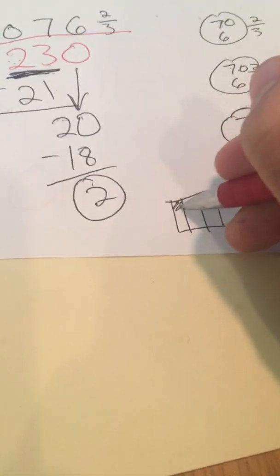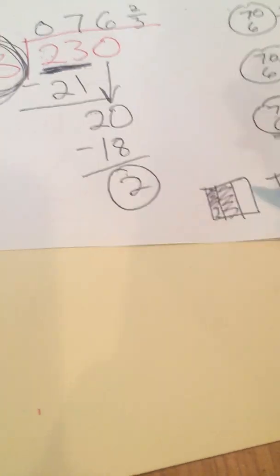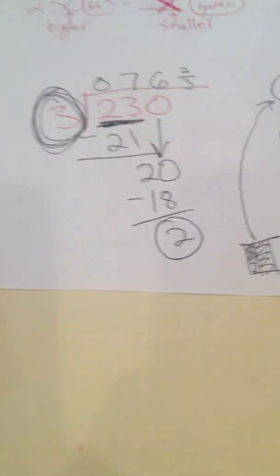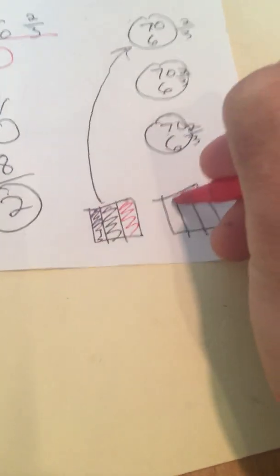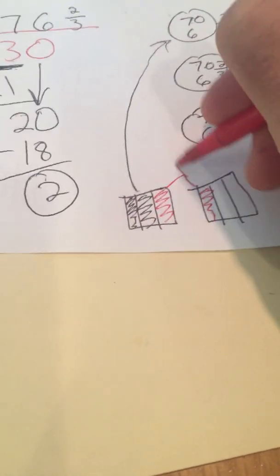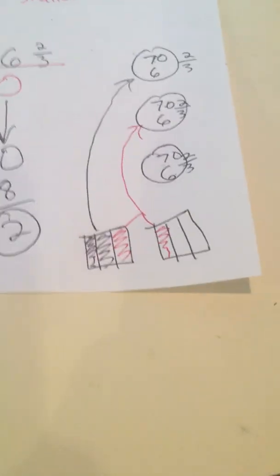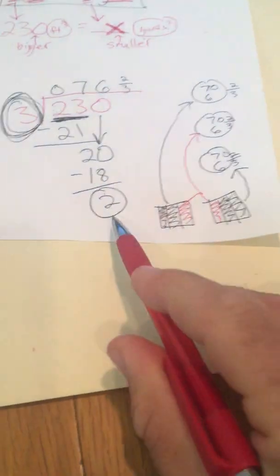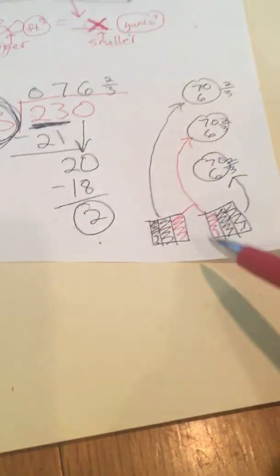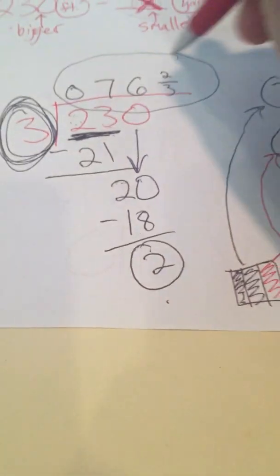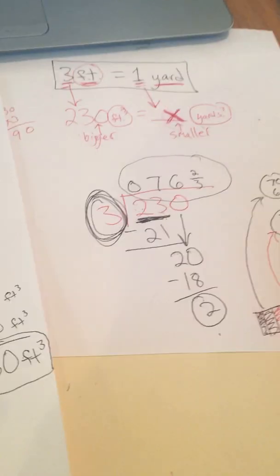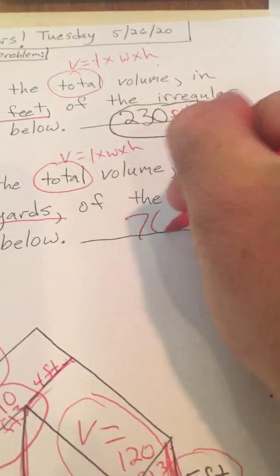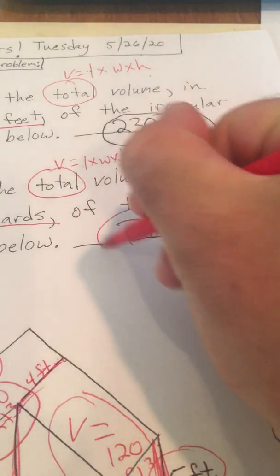Because if we have group 1, we can put 2 of them into there. Then we have group 2, we can put 2 of them into there. And then we have group 3, and we have 2 left to put into there. And then those 2 remaining ones have equally been split up into those 3 groups. And we have a total of 76 and 2/3 in each group. So the answer here for how many cubic yards there are, that was a tough problem, is 76 and 2/3 cubic yards.